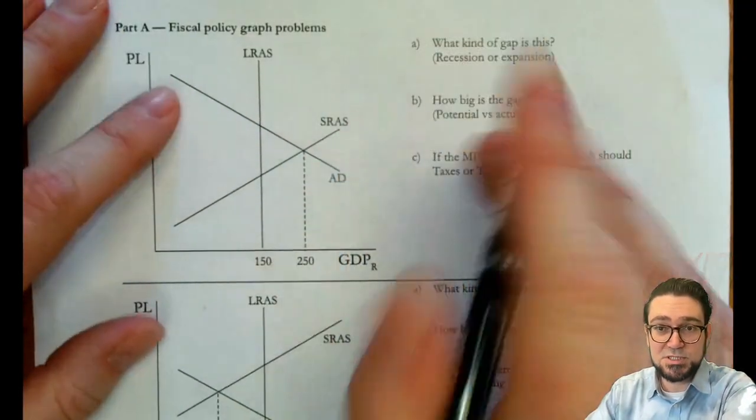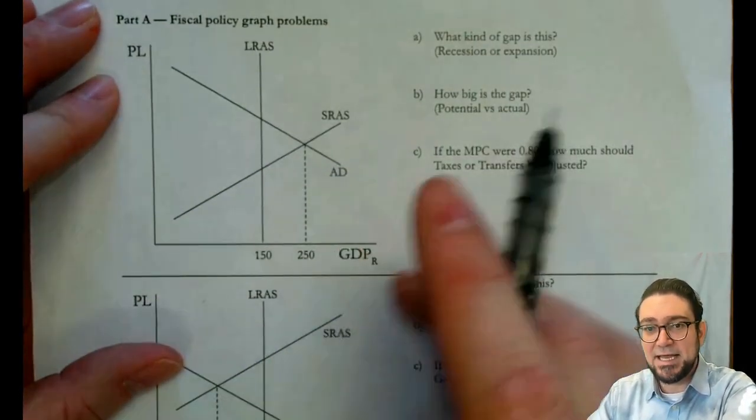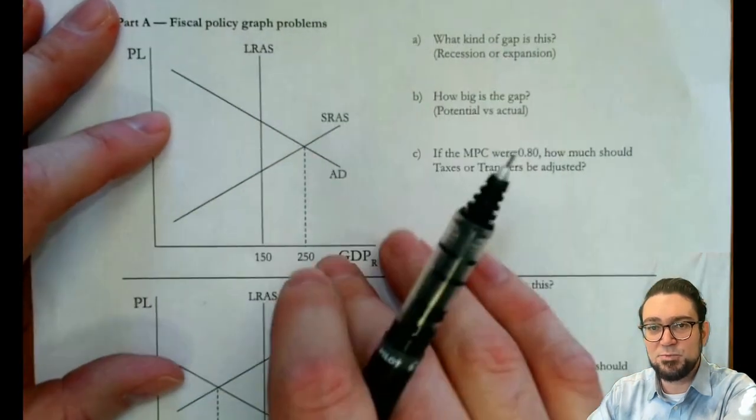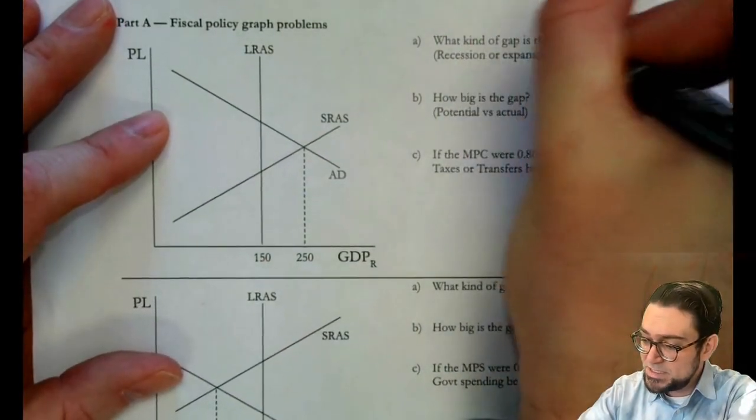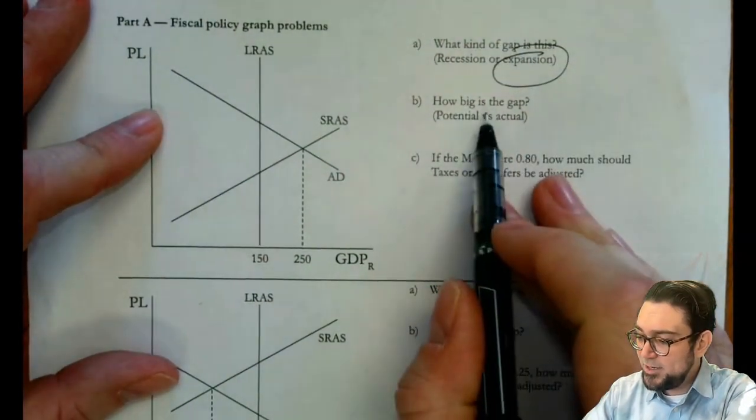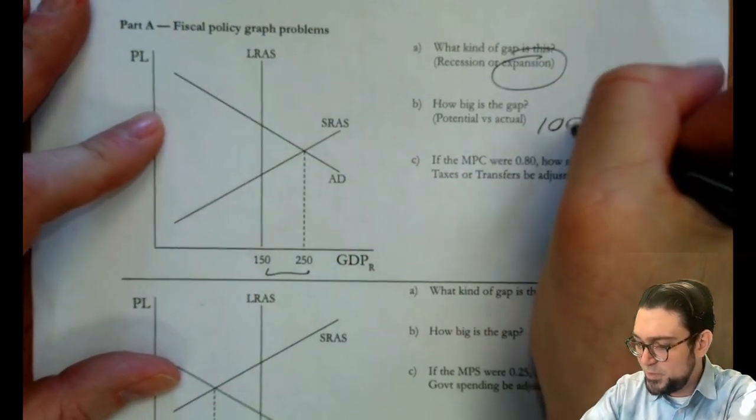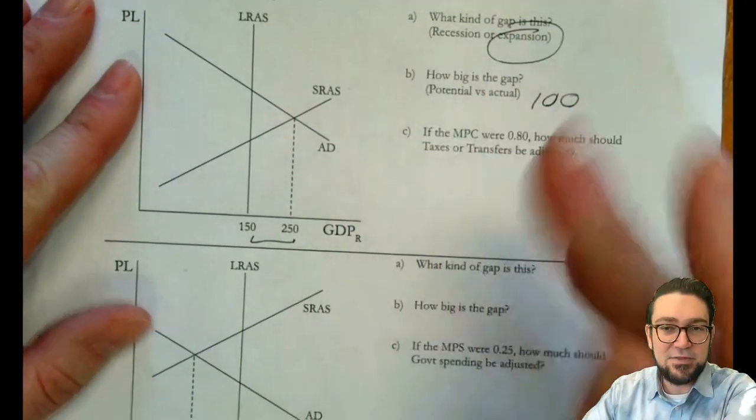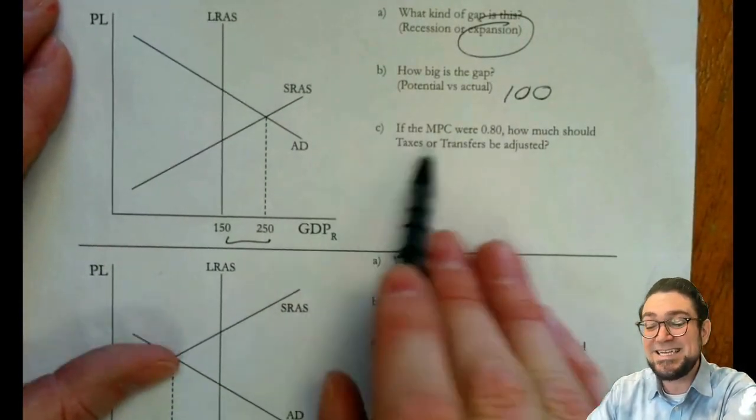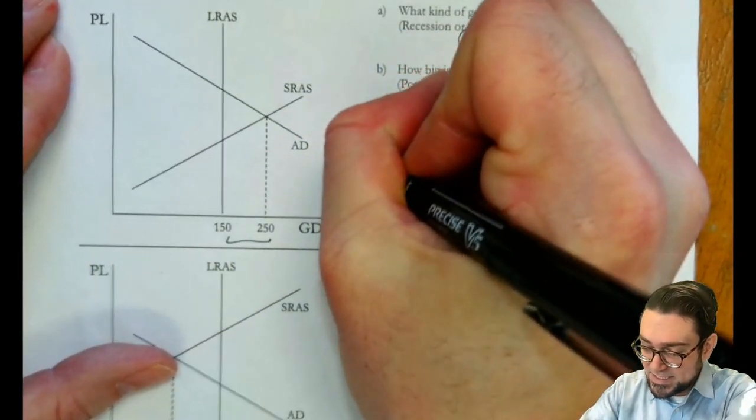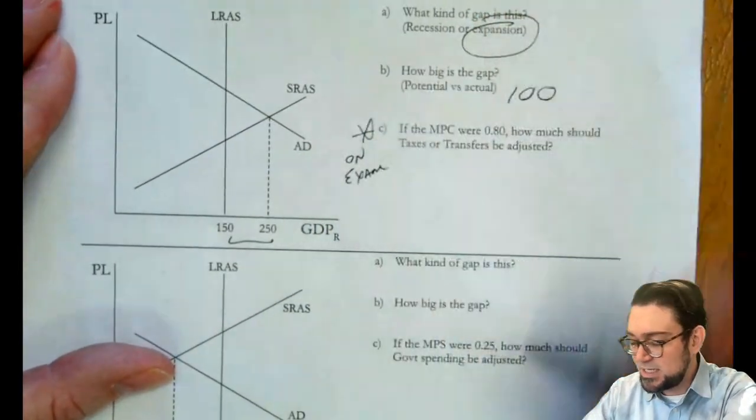Okay, so the first part just says we've got these 2 graphs and it asks us what kind of gap is that? Well, when we're producing more than full employment, we would say that that is an expansion. And how big is this gap? What's the potential versus the actual? That's that. So 100. So hopefully those 2 questions weren't too bad. These are not the kind of things you're usually going to get on a test. Part C is very much on the exams, right? This is really important stuff, this part C.